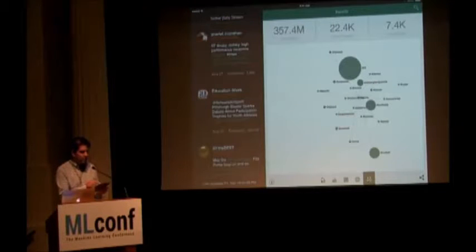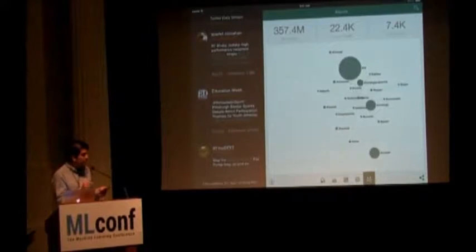And here on the top center, I show 3 numbers. It's the total number of tweets, that is 350 million. Then the total number of tweets that contain the hashtag sports, that is 22K. And 7K users tweeting about hashtag sports.